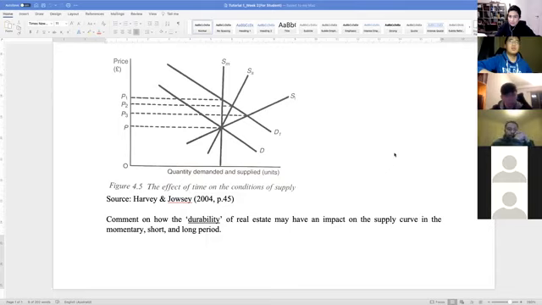So otherwise, when we discuss durability as a characteristic, we just comment on it as something that has a long life. Real estate has a long life. That's it. But how will it impact the market? What impact does this characteristic of durability have on the market? That's what we are trying to discuss.